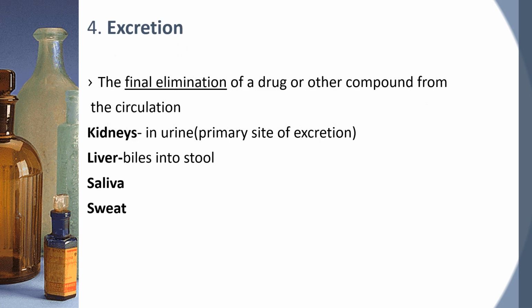And our last big term here right now is excretion. It's the final elimination of that drug or that compound from your circulation. One of the big sites here is going to be your kidneys. The elimination of the drug or compound is out through the kidneys. It is actually your primary site of excretion. Your other site could be your liver. It goes into your stool, your saliva, or sweat.